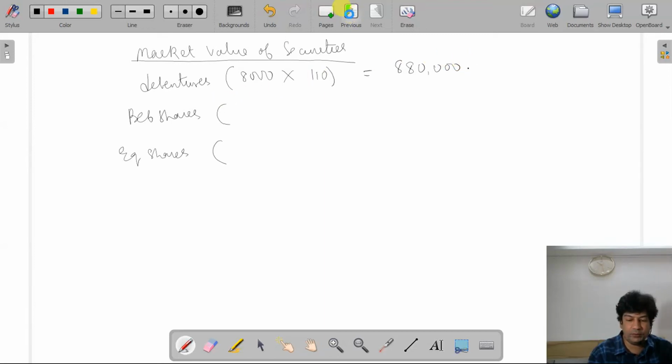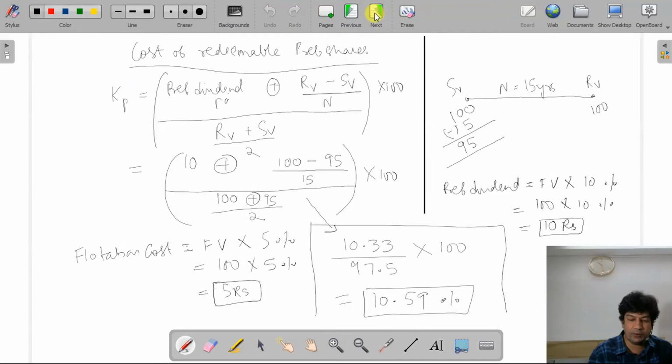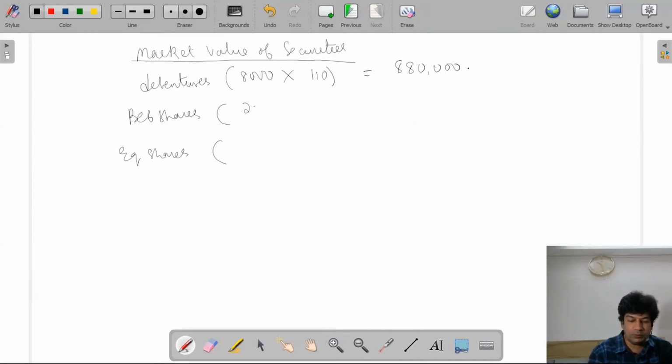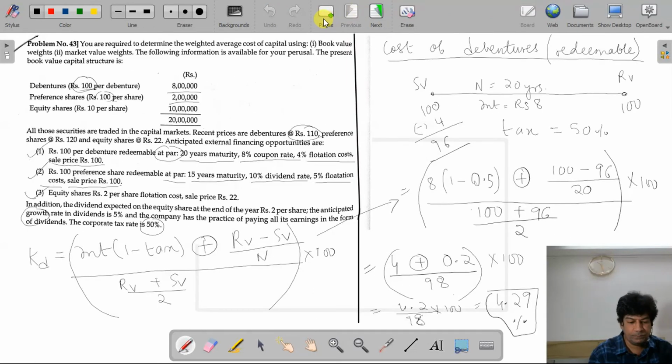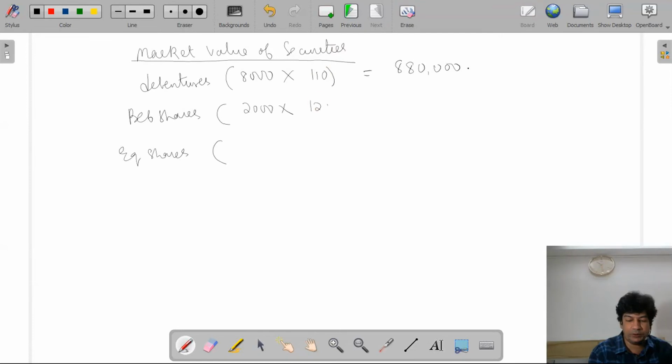Similarly, we have to do it for preference shares. So 2 lakh I am going to divide by 100. So I am going to have 2,000 preference shares. The preference shares have a market value of 120. So 2,000 into 120, I'm going to get 2,40,000. So this will be the value of my preference shares.